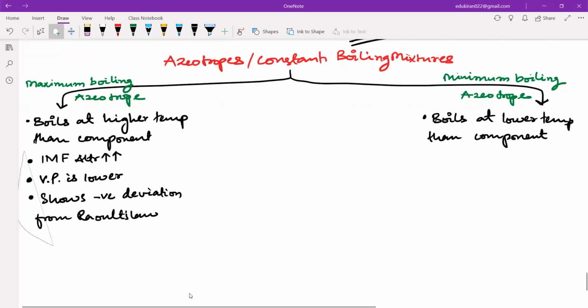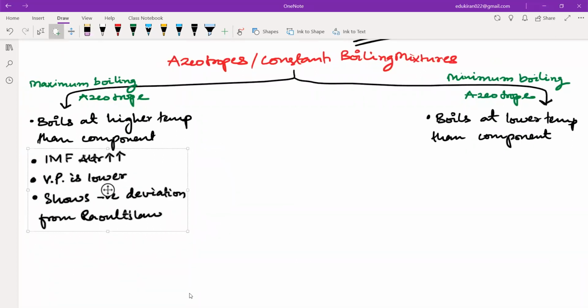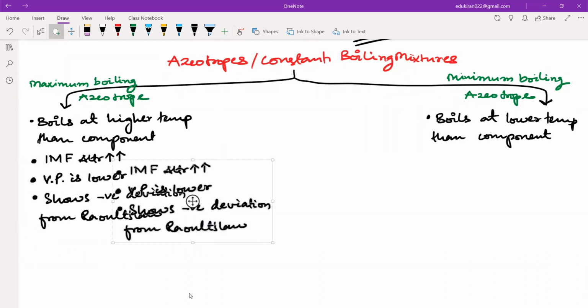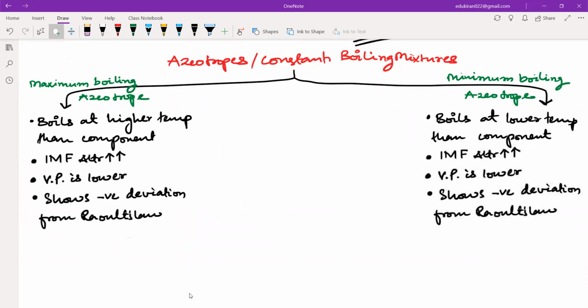Now all the cases will be opposite for the minimum boiling azeotrope. Intermolecular force of attraction will be lower because it is boiling at lower temperature. Vapor pressure will be higher and it will show positive deviation. Intermolecular force of attraction will be lower because it is boiling at lower temperature. What will the vapor pressure be? It will be high because intermolecular force of attraction is lower, and that is why it will show positive deviation from Raoult's law. Let's write these points about azeotropes.